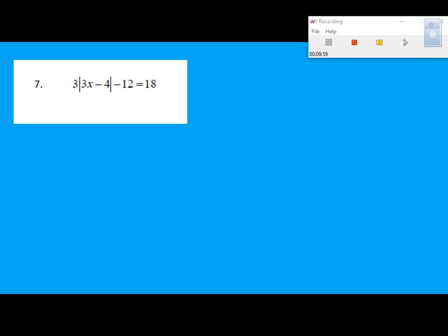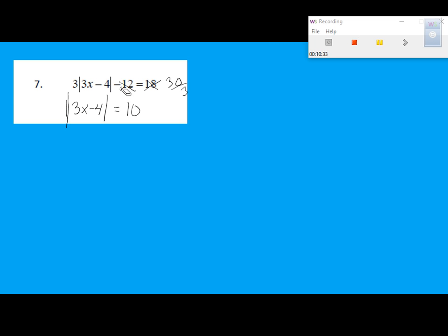Notice that the absolute value is not all by itself. So we need to get it by itself first. So when I'm done here in a second, I want to see the absolute value of 3x minus 4 is equal to some number. And it's two baby steps. Let's add 12 to this side. So I would be up to 30. And then let's divide by 3. So my other number is 10.